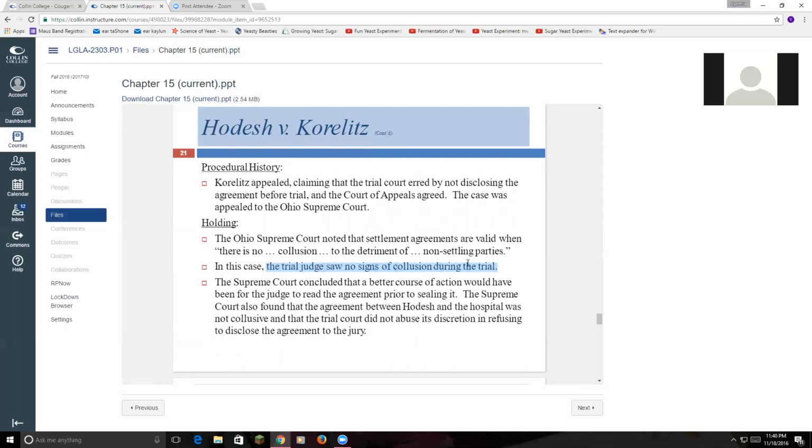If the trial judge found that the hospital seemed to be presenting evidence in a way so that it would somehow be able to escape financial responsibility, that would be collusion, and therefore the court would have been wrong not to let the jury know about that. This is really a factual issue, and very likely the appellate court's going to give a lot of leeway to the judge in making those factual determinations.